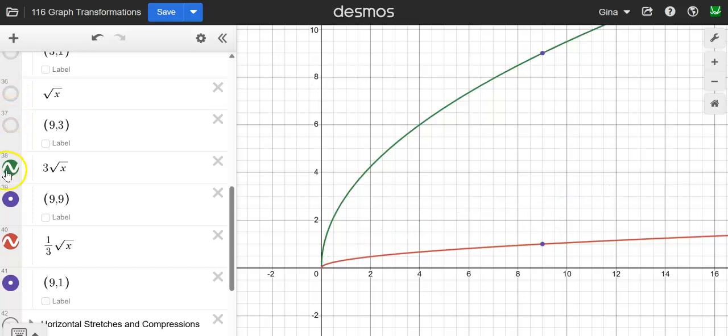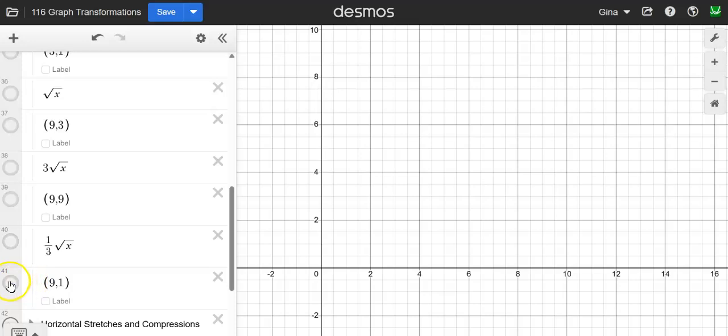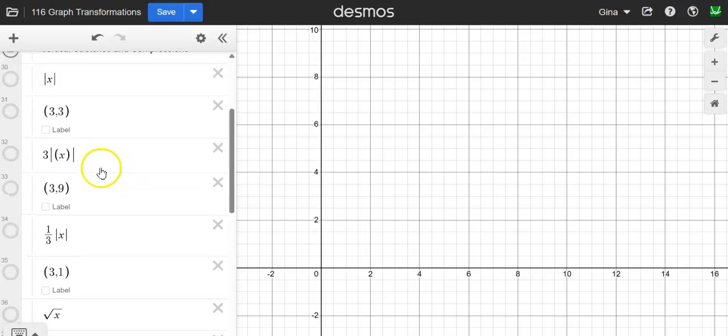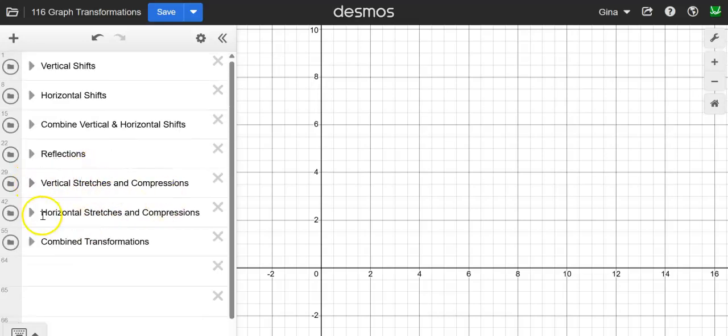Just like we saw in the vertical shifts, any number that is going to make a change will be on the outside of the function, and a whole number will stretch and a fraction will compress. Let's look next at the horizontal stretches and compressions.